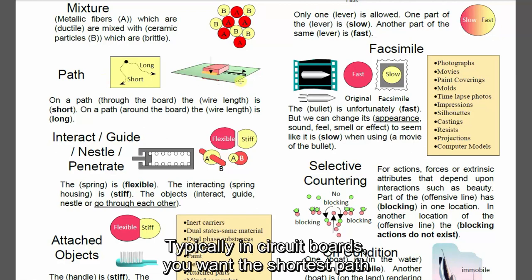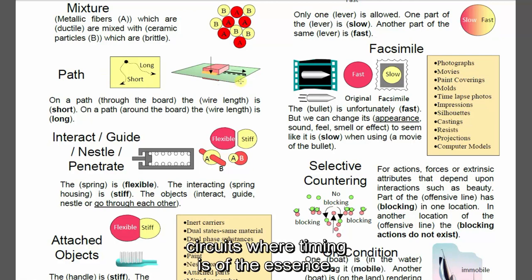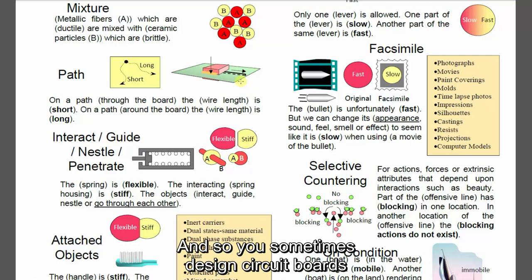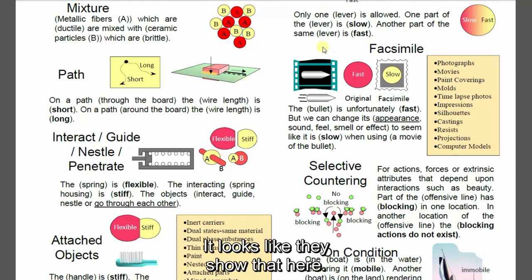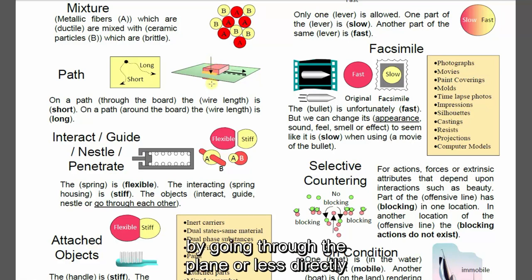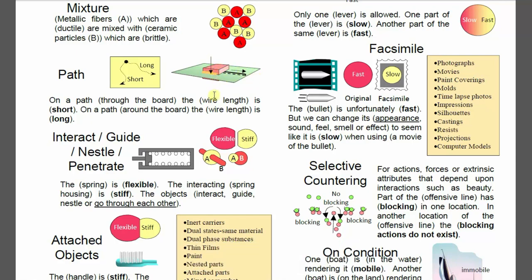Typically, in circuit boards, you want the shortest path possible, especially when you're dealing with high-speed circuits where timing is of the essence. But there are times when you want a longer path, and so you sometimes design circuit boards to have multiple paths. One that goes, say, directly through the board, and one that goes sort of around the board. It looks like they show that here. You can get from here to here, either directly by going through the plane, or less directly by going to the end and then wrapping back around.